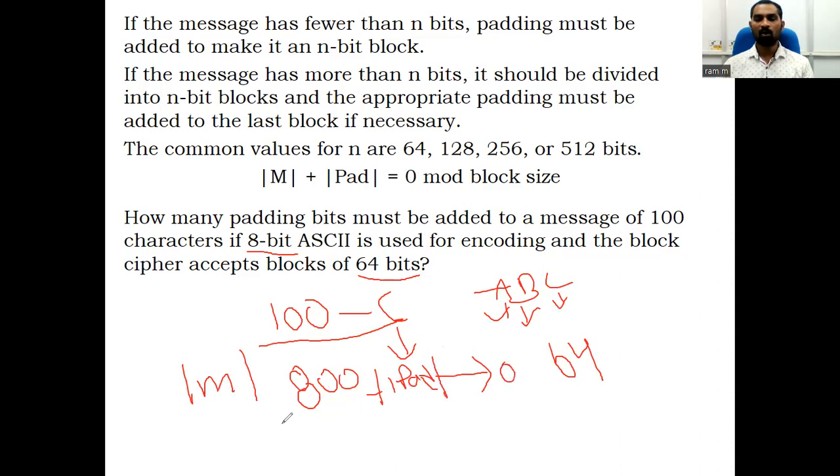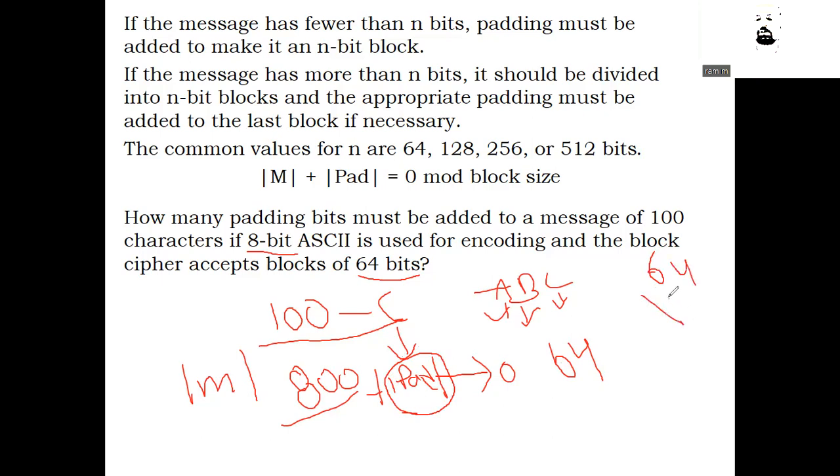Now, if you follow, 800 is not exactly divisible by 64. What we need to do is find out how many bits we need to pad. If you observe, 64 into 12 gives us 768, which is exactly divisible. Now, if I subtract 768 from 800, what is it? 32 bits.